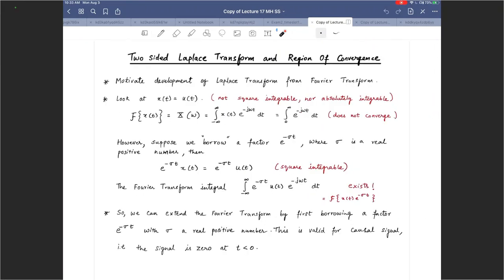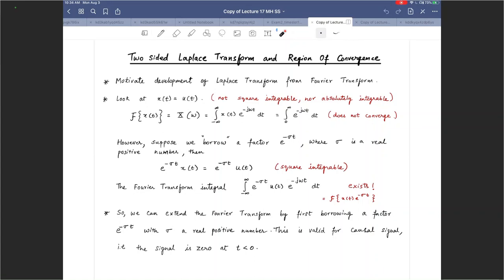So let's start talking about the two-sided Laplace transform and the region of convergence. Now, there was no region of convergence discussion during Fourier transform. We just said, all right, if the signal is integrable or square integrable, if the signal has certain properties, then the Fourier transform will exist, and we will be able to find that Fourier transform using properties or the definition of the Fourier transform. And in fact, we use some other tricks as well to find the Fourier transform of signals.